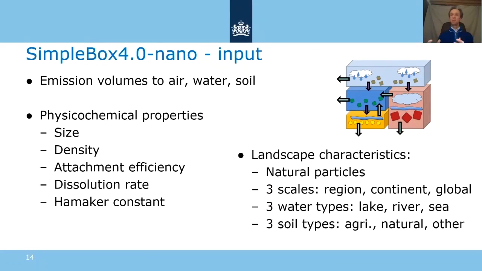But these characteristics that were changed for the nanomaterial model, SimpleBox for nano, were that we needed some properties for the natural particles, such as size and density. Furthermore, these are all properties of the three different scales. We have properties of the lake, river, and seawater, three types of water, and agricultural, natural, and other soil.